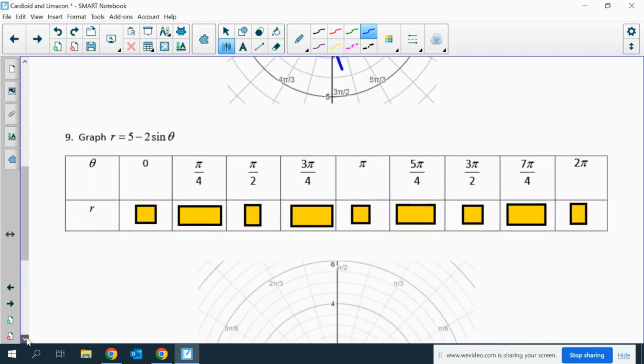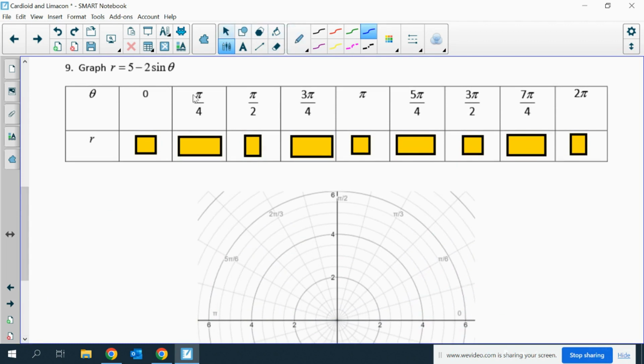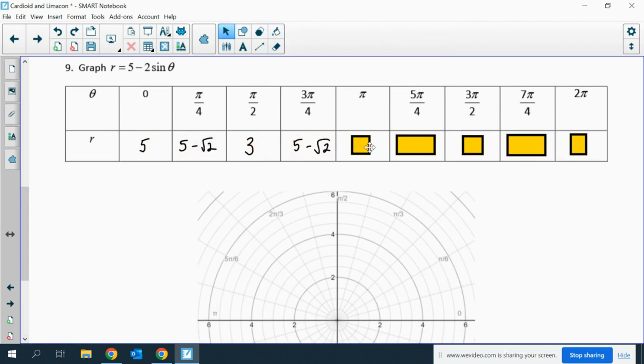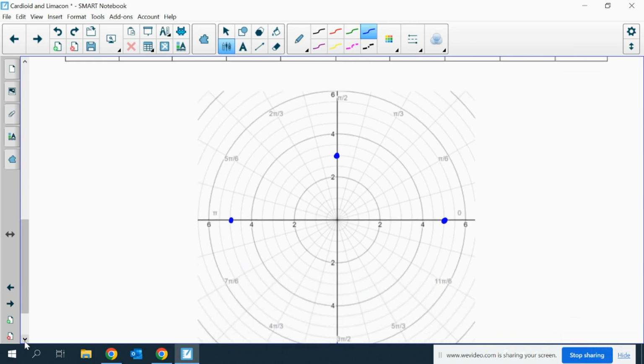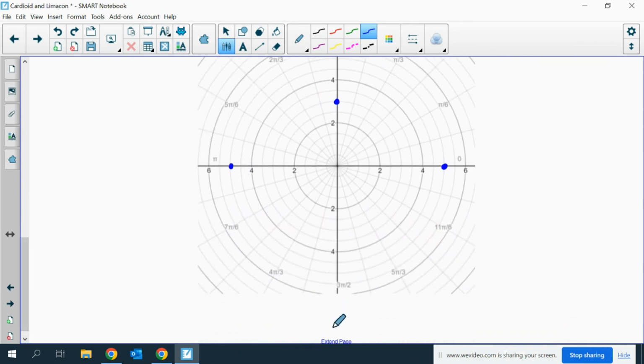Then 5 minus 2 sine. Again, the period of this one will be 2 pi because it repeats itself here. 0 and 2 pi for the angles. So I start at 5 comma 0, 3 comma pi halves, 5 comma pi, and 7 comma 3 pi halves, which is way down here somewhere. Oh, this is 6, so I guess it's not as far down as I'm claiming it is. So 7 would be about here.